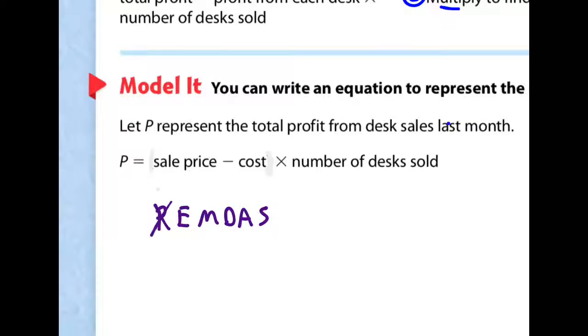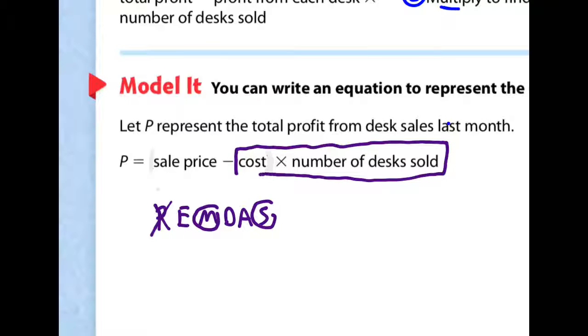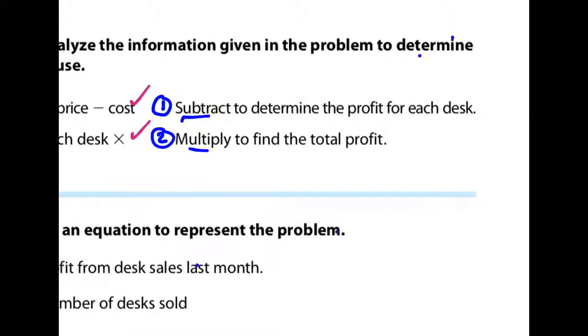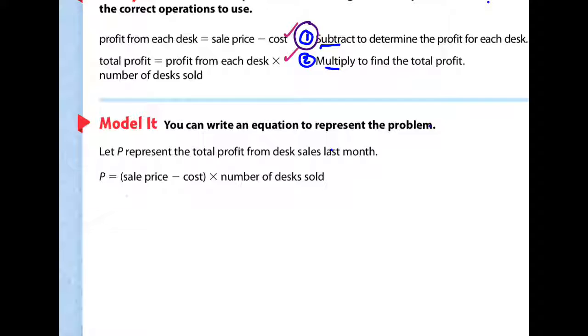Now, if there were no parentheses, PEMDAS, the order of operations, would say that you would multiply before you would subtract, right? So without parentheses, you would multiply the cost of building one desk times the number of desks sold, and that would be a really big number, and then you'd subtract that from what you sold a desk for, and that doesn't make any sense. So what the parentheses do is they basically say you have to subtract first. The parentheses are put around the subtraction problem so that you do it first, right? That's why they're there.